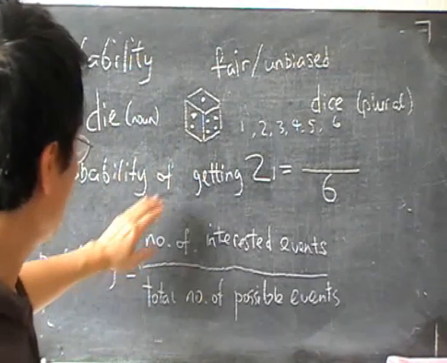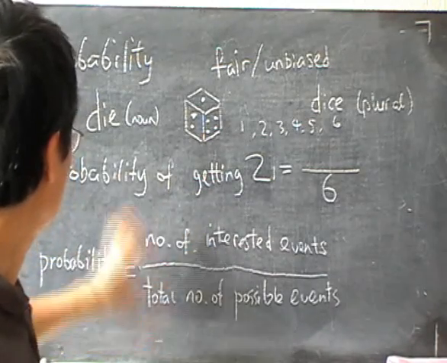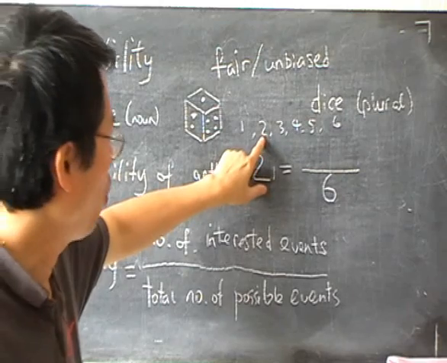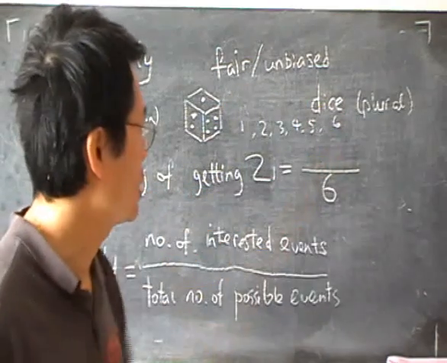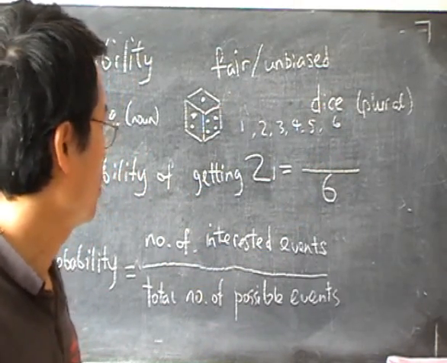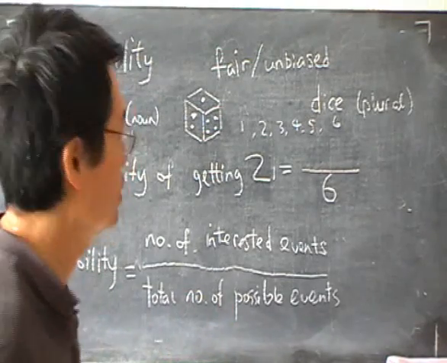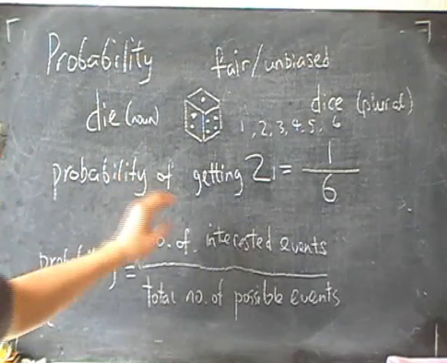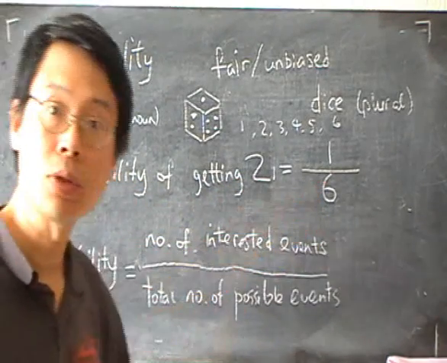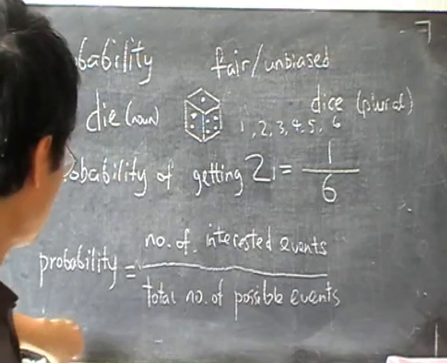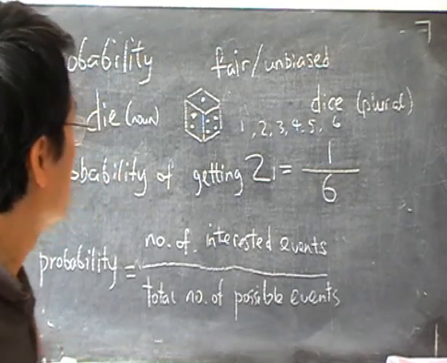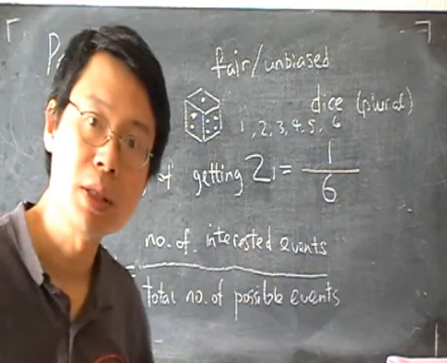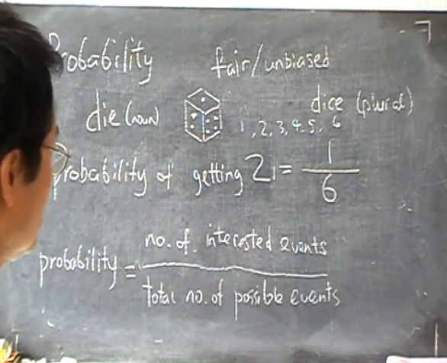Now we are interested in the probability of getting a 2. Now 2 is just one of the 6 events. So the number of interested events is 1. And there I have my answer. The probability of getting a 2 is 1 over 6. So we've just seen how to use this formula in this other example.